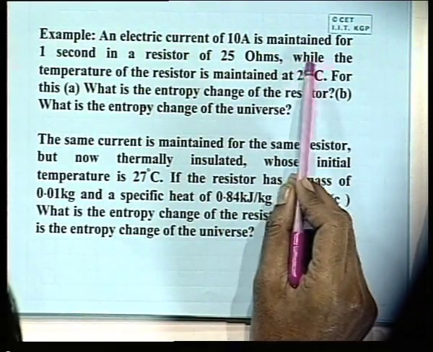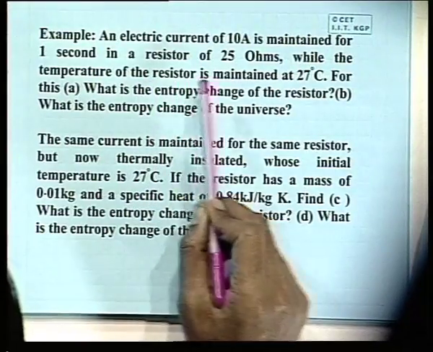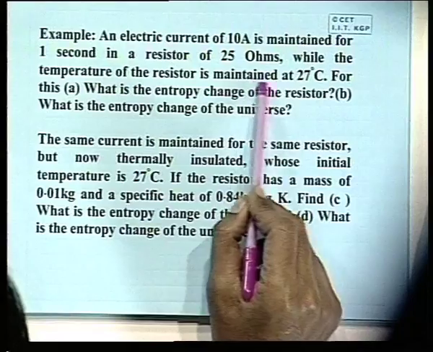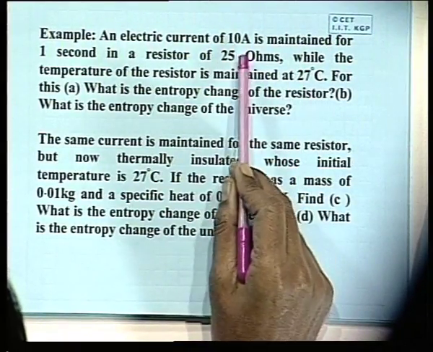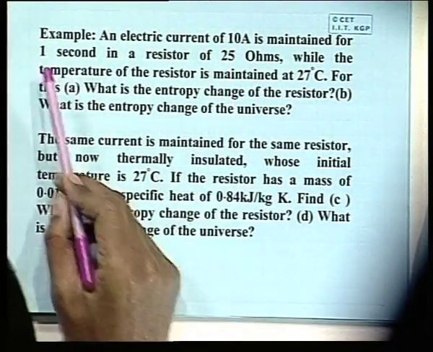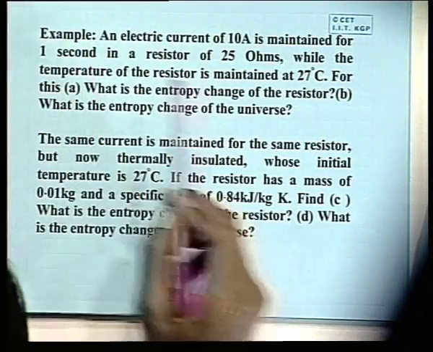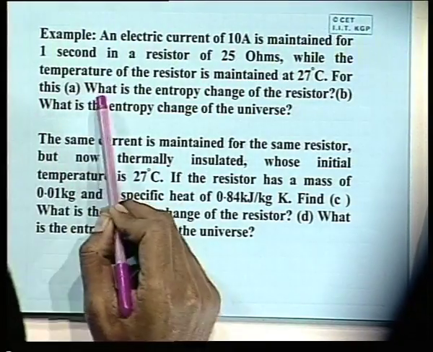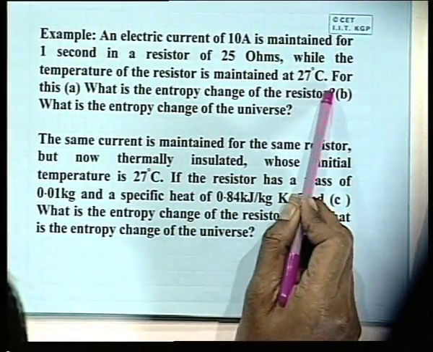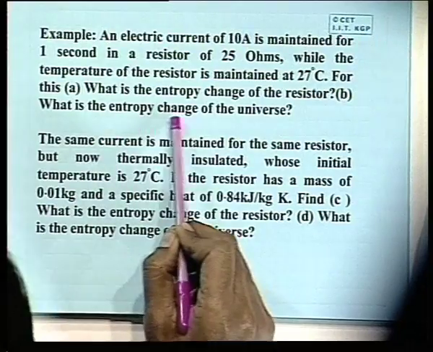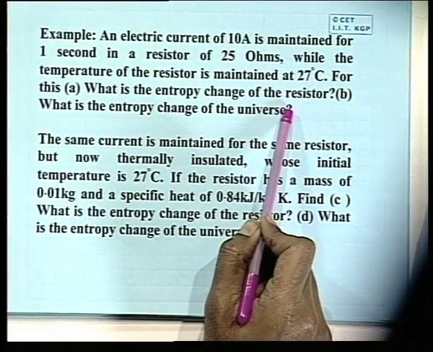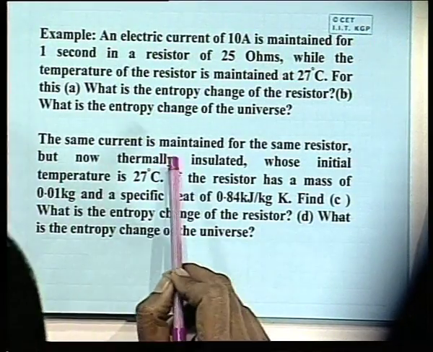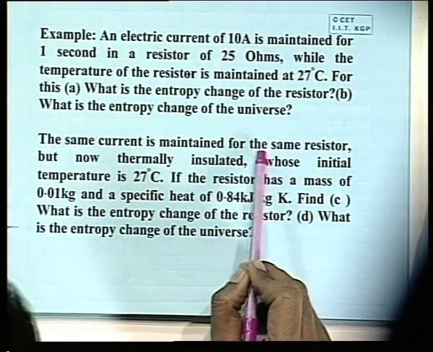This is very important in this problem, that while the temperature of the resistor is maintained at 27 degrees Celsius, that means the temperature is constant for the resistor while the current is passed through it during a time of 1 second, and that temperature is 27 degrees Celsius. For this, what is the entropy change of the resistor? First part. B, what is the entropy change of the universe? Second part.